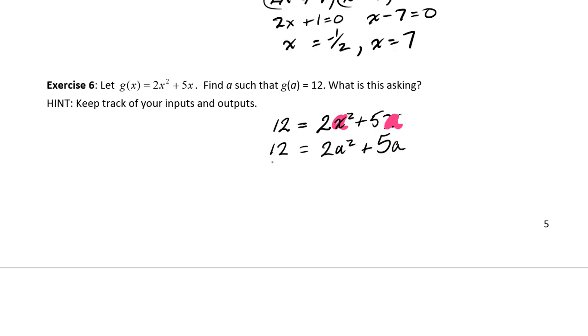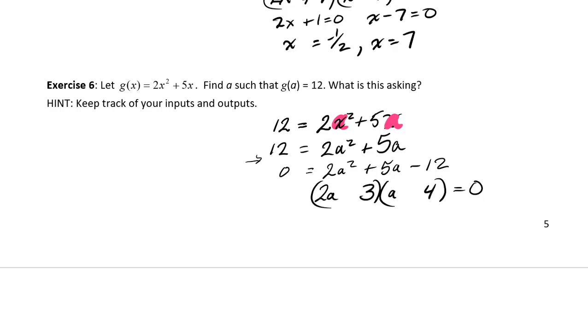Now I'm going to bring the 12 to the other side. So we'll have 0 is equal to 2a squared plus 5a minus 12. Now I need to factor this. 2a and a, 3 and 4. Let's give that a try. The outer will be 8 and the inner will be 3. As long as the 8 is positive and the 3 is negative, we have the factors we need. So we'll set 2a minus 3 equal to 0 and a plus 4 equal to 0. That will give me a is equal to 3/2 and a is equal to -4.